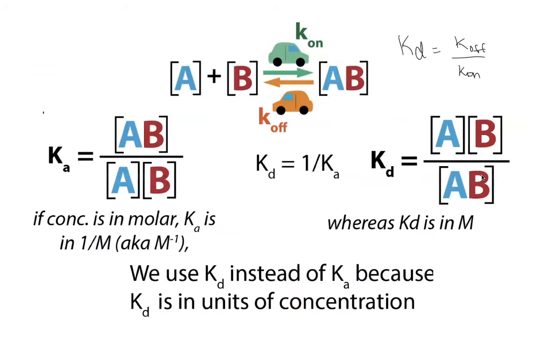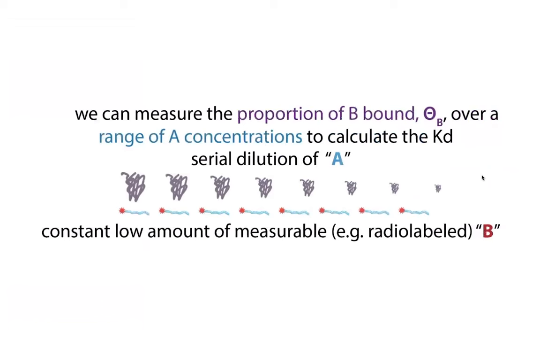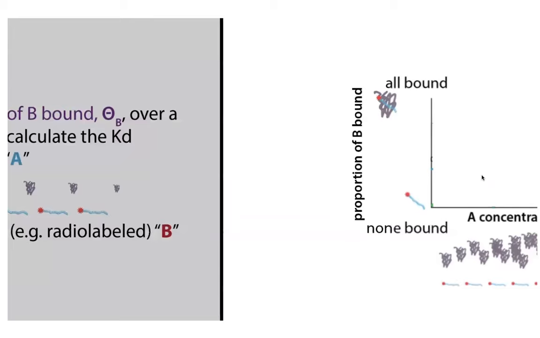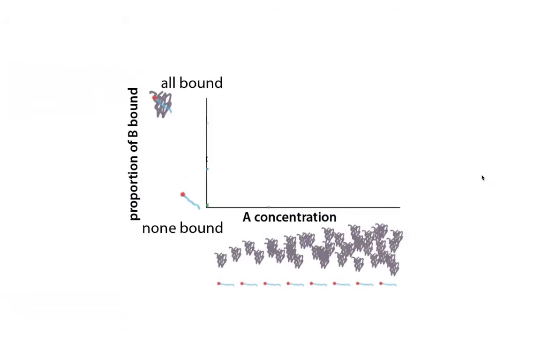And what happens is that those intrinsic rate constants make it more likely to bind or unbind, but then how much of it you actually find bound depends on how much of it is around. And so if we were to measure the proportion of one partner bound over a range of concentrations of the other partner, then we could calculate the KD. So let's go ahead and think back about what would happen if we actually want to do this.